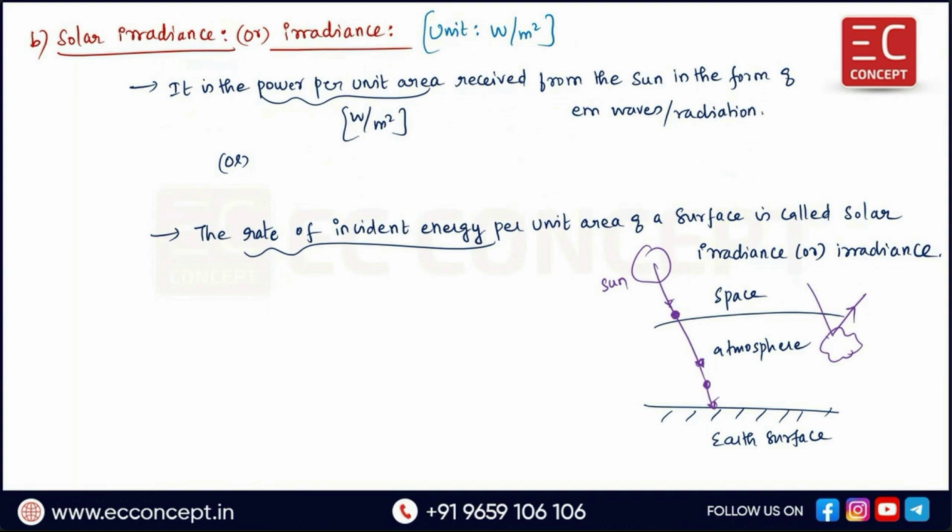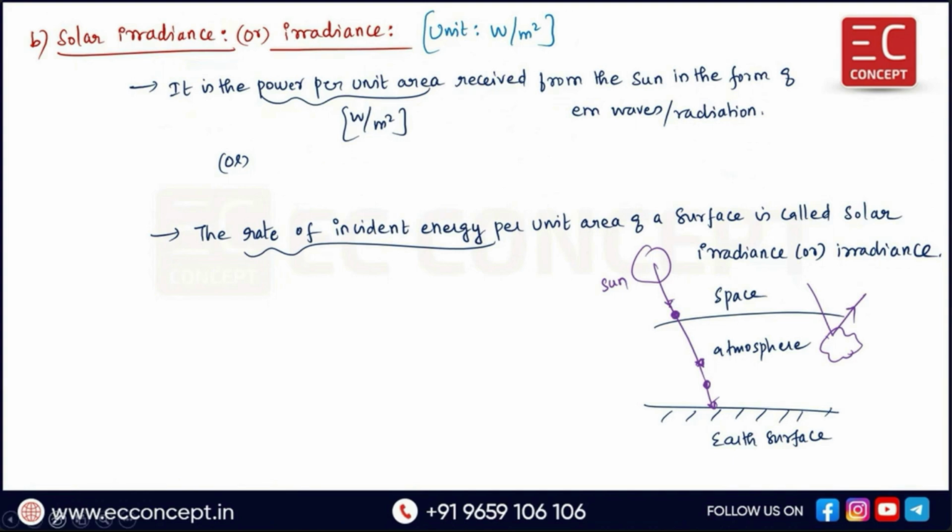So this solar irradiance can be measured in space and also at the earth surface. But if you are calculating at the earth surface, that is after atmospheric absorption and scattering, so there may be a reduction in the solar irradiance. The energy may be reduced because of the absorption of the electromagnetic waves in the atmosphere, because of some clouds, some air molecules, which may scatter, refract or reflect, whatever it is.